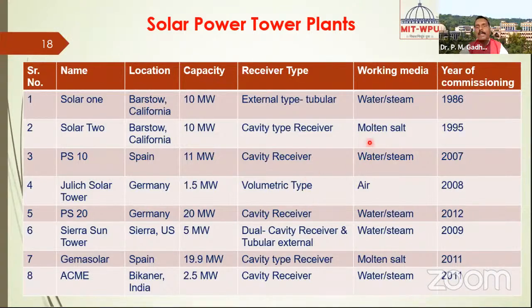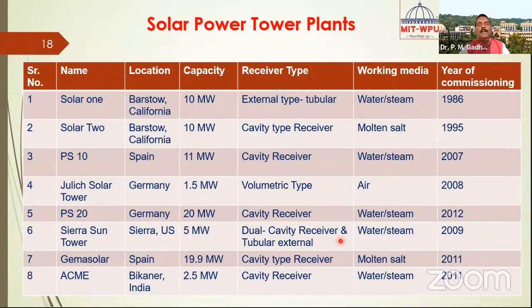Normally, whenever we are using molten salt, we are using the cavity type of receiver. And whenever water and steam, we are using a cavity receiver or an external tube receiver. So you can see the different types of receiver and different capacities of the power plant. These are known as the design point capacity, or design point generation capacity. Still, there are more in the list, but these are some of the power plants that were initially commissioned.